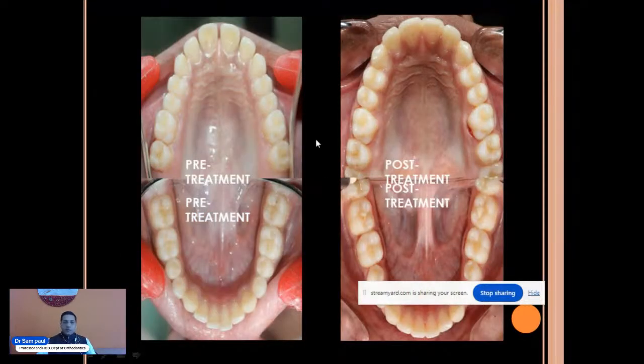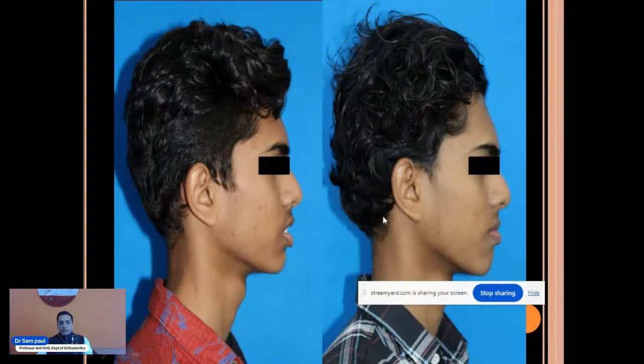This is the occlusal view. You can appreciate the patient has got a well-aligned maxillary and mandibular arch. This is his extraoral view. You can see the difference. Okay.